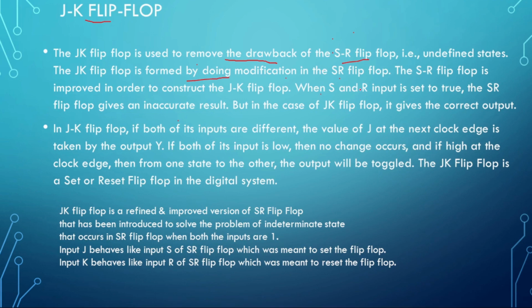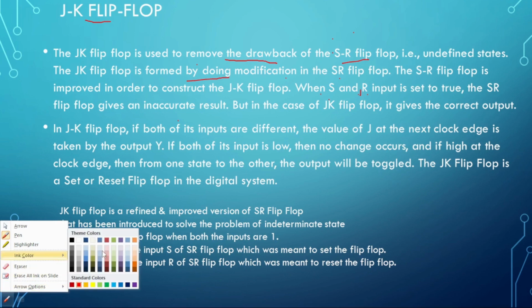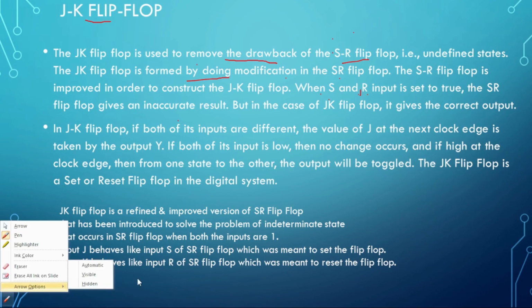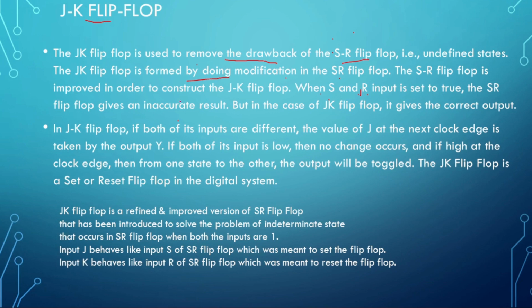When S and R inputs are true, that is one value, we can't determine the output of the SR flip-flop. We can't find out the output of the SR flip-flop when S equals 1 and R equals 1. So that condition is known as the indeterminate condition. But in the case of the JK flip-flop, it gives the correct output, whether it is 1 or 0.